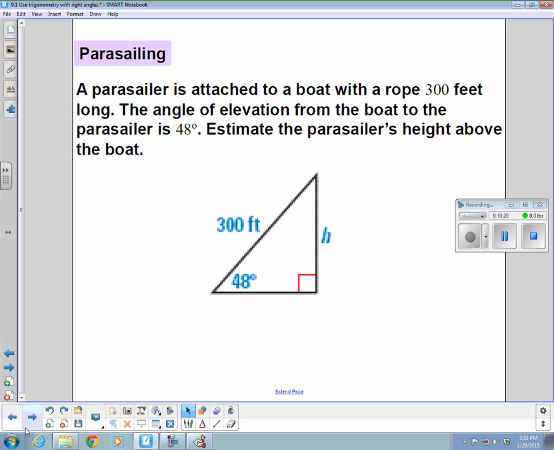Okay, let's move on. So, elevation and depression. A parasailer is attached to a boat. These are lacking pictures, so let's put a boat here. Here's my boat.